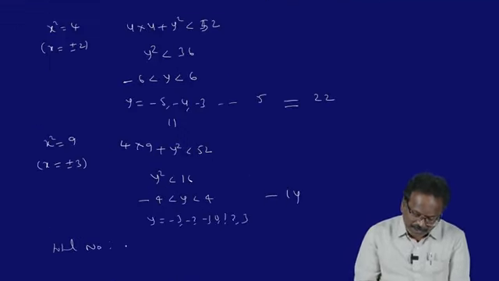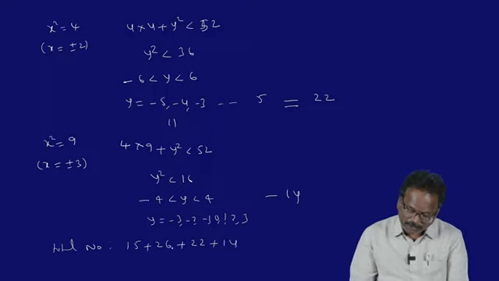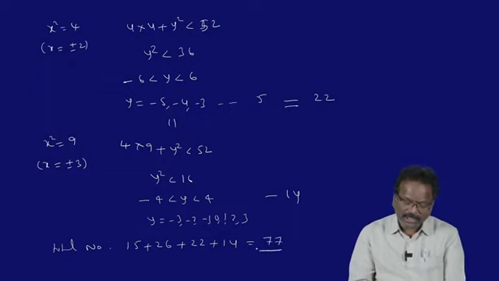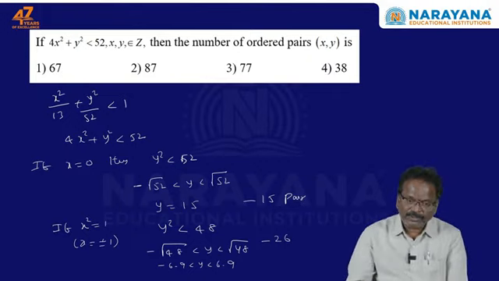If x is 0, 15. If x is plus or minus 1, 26. If x is plus or minus 2, 22. If x is plus or minus 3, 14. So 26 plus 14, 40, 55 plus 22, 77. So the number of integral coordinates that lie inside the ellipse is 77 only.